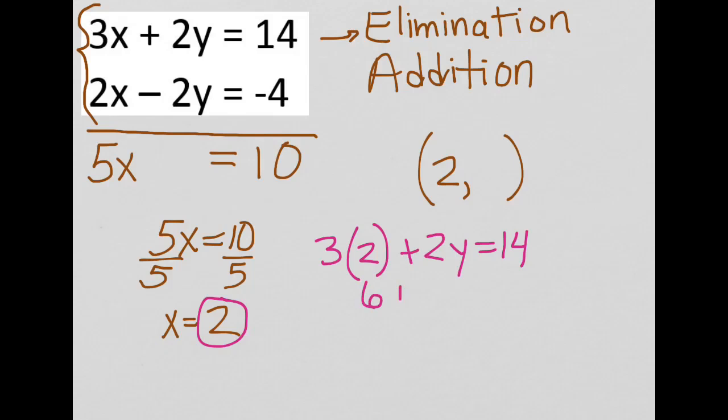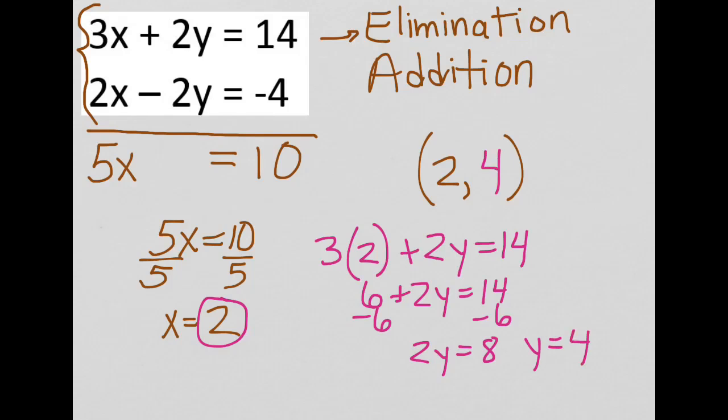3 times 2 is 6. 6 plus 2y equals 14. If we subtract 6 from each side, we get that 2y equals 8, and then that y would equal 4. So that tells us that the y coordinate for this point is 4. And so we have solved this system of equations by the elimination method. We added the two equations together.